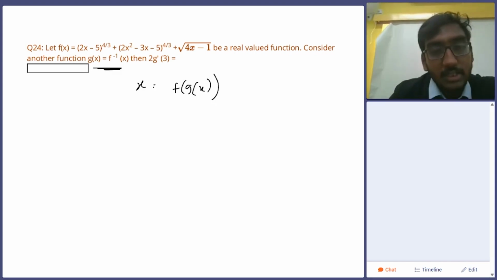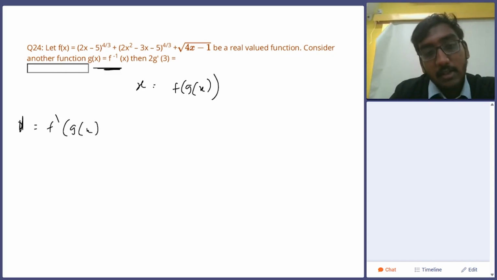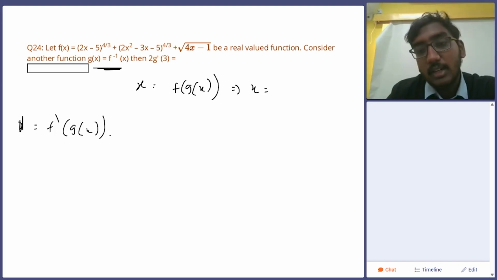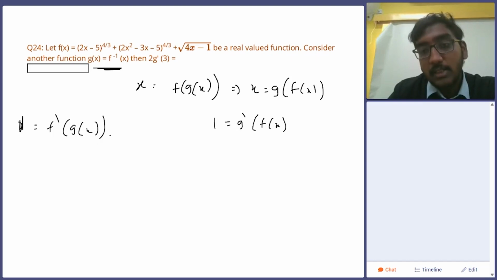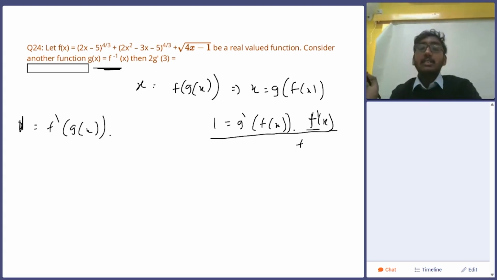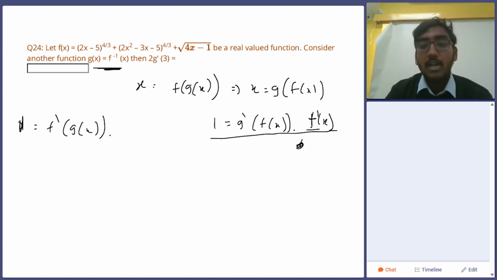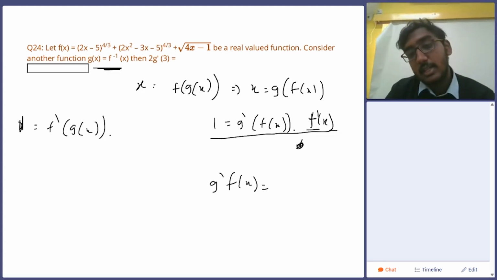So when you differentiate on both sides, LHS will be 1, RHS will be f dash of g x into g dash x. Or you can write it in this way also: x can be written as f of g of f of x. When you differentiate on both sides, you get 1 equal to g dash of f x into f dash x. So you can say that g dash of f x is the same as 1 by f dash x, okay.